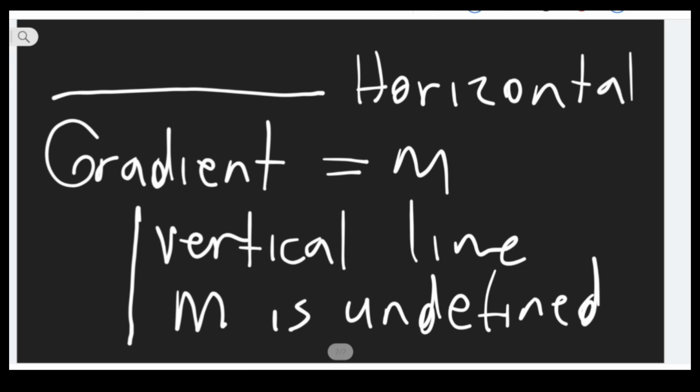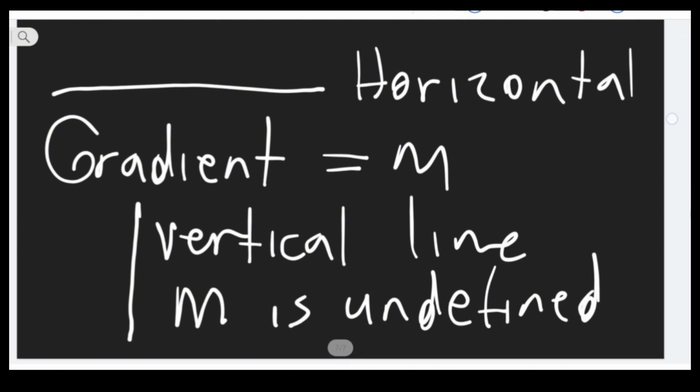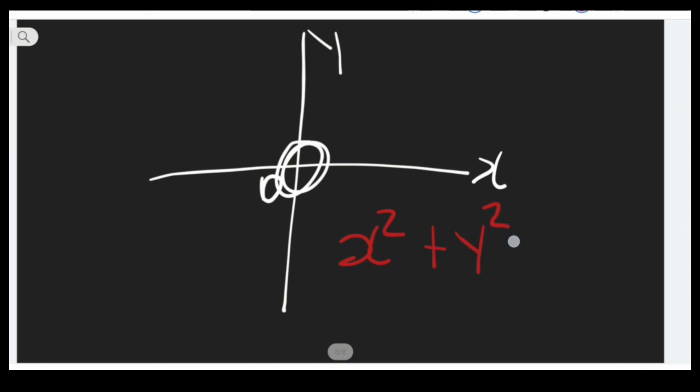Another thing that we have is the equation of a circle. Have you heard of the equation of a circle? The equation of a circle which has a center at the origin. This is the origin, this is x and y. So the equation of a circle with its center at the origin is written as x squared plus y squared equals r squared, where r is the radius.